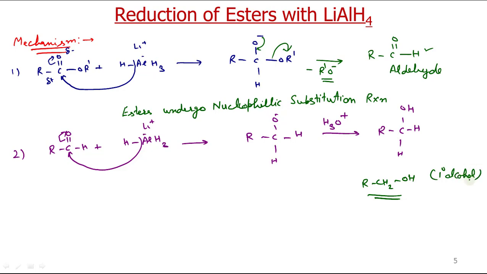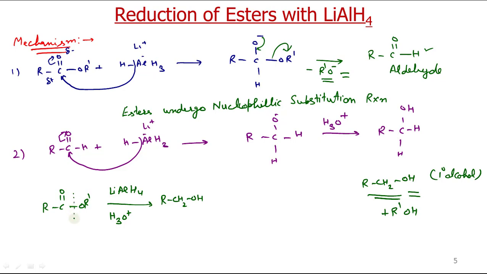So we have got one alcohol from this and another alcohol from this, plus R dash OH. So the overall product: RCOOR dash on reduction with lithium aluminum hydride followed by acidic hydrolysis gives you RCH2OH, where this bond breaks, plus R dash OH. So its mechanism is quite simple.